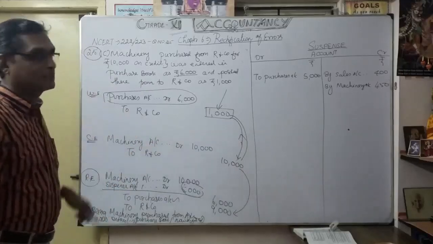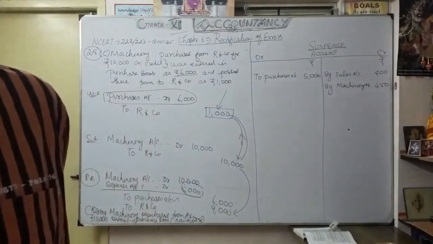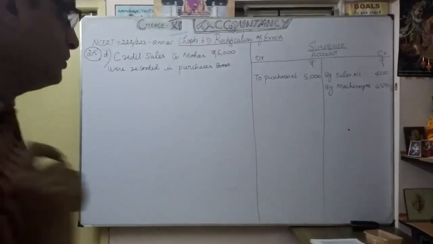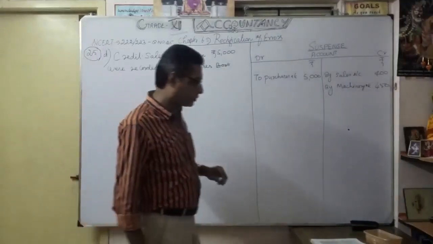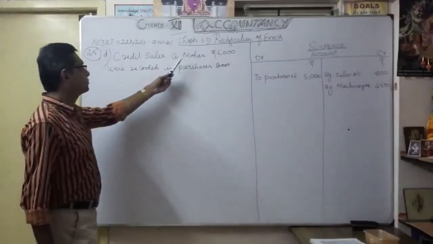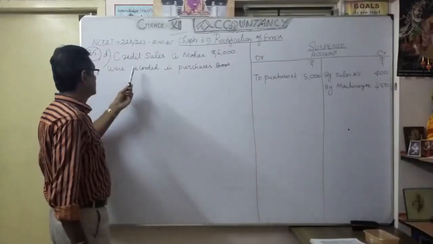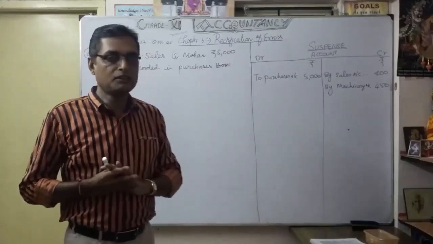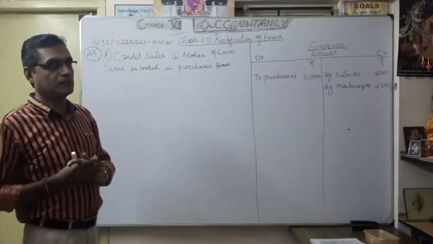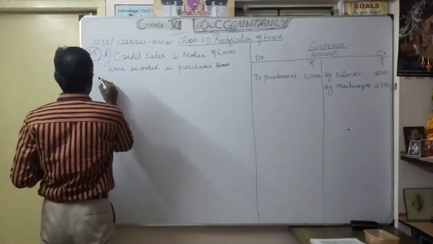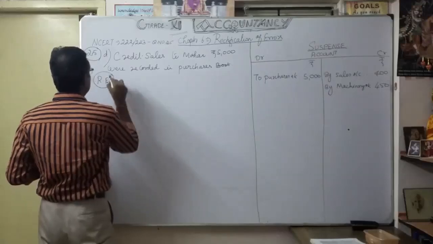Now let's see the next one, the fourth one. It's very interesting. Let's see the transaction. Credit sales to Morgan of 5,000 were recorded in purchase book. So what happened? Actually the transaction was relating to sales, but they wrongly recorded it in the purchases book. But you can write directly the rectification entry, isn't it?